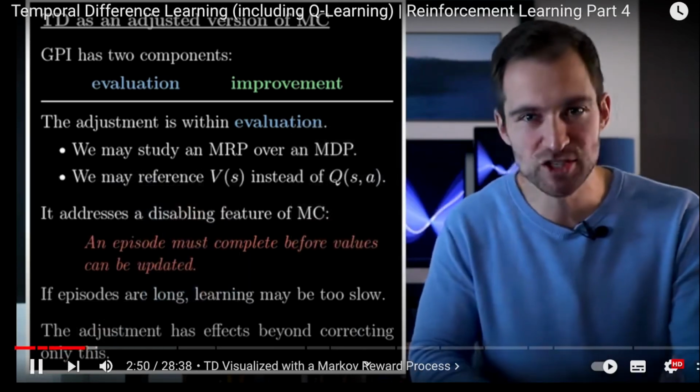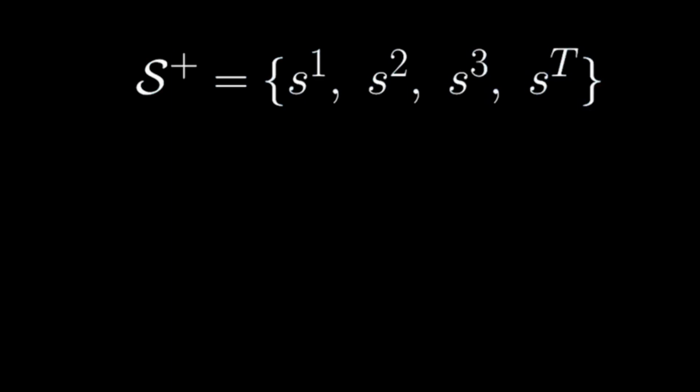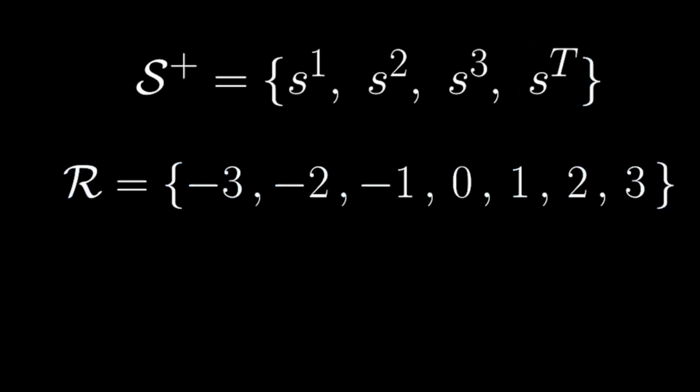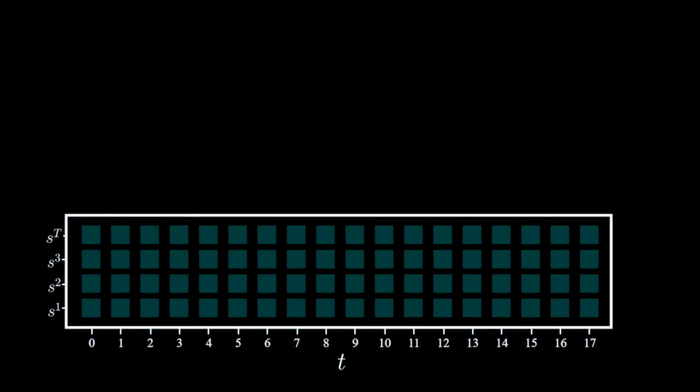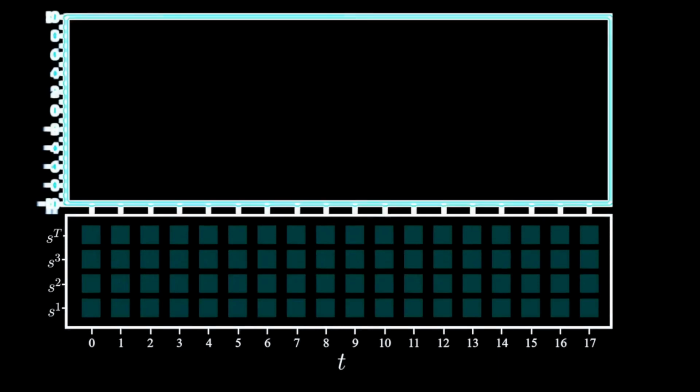Now to visualize the adjustment to evaluation, I'll use a simple Markov reward process. We have 4 possible states, S1, S2, S3, and T, where capital T is a terminal state. The possible rewards are the integers from -3 to 3, and there's no discounting. Just like in Monte Carlo, we don't get to know the distribution function. From here, we can visualize our sequence of states over time with this grid, and our rewards with this.